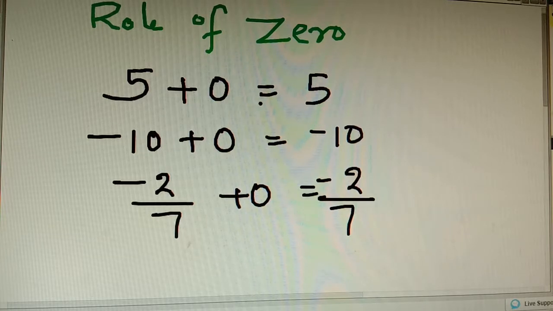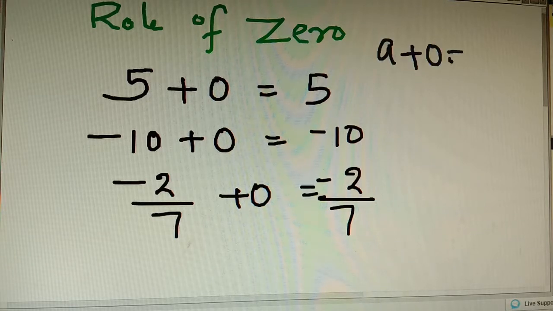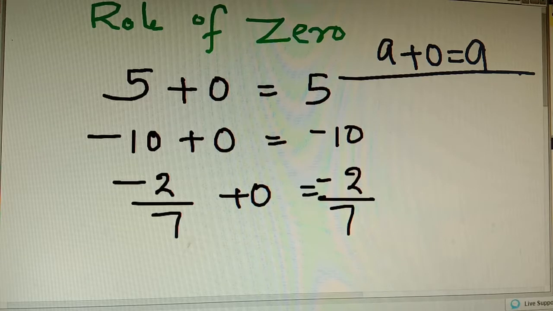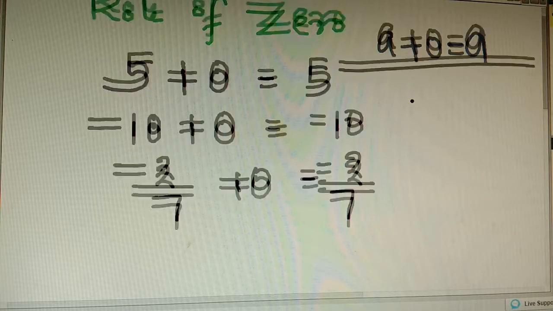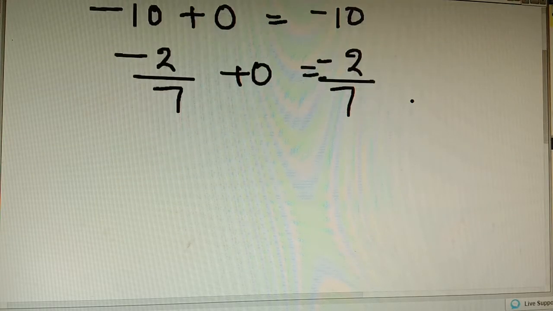So we can say this 0 is additive identity. 0 is known as additive identity because for any rational a plus 0 is equal to a. So 0 is known as additive identity.